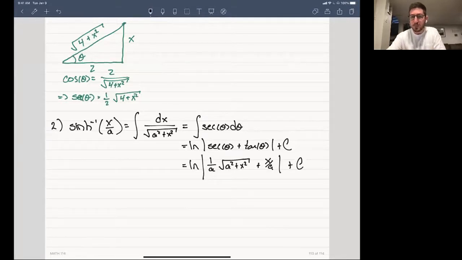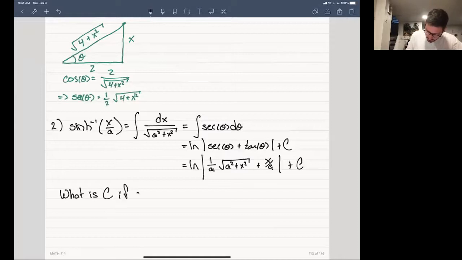So what this tells me is that the antiderivative of the function 1 over the square root of a squared plus x squared differs by a constant from sinh inverse of x over a. So we can ask ourselves maybe, what is C?